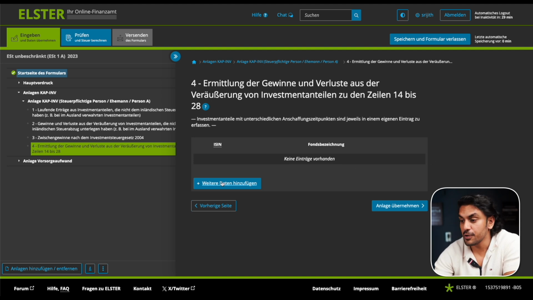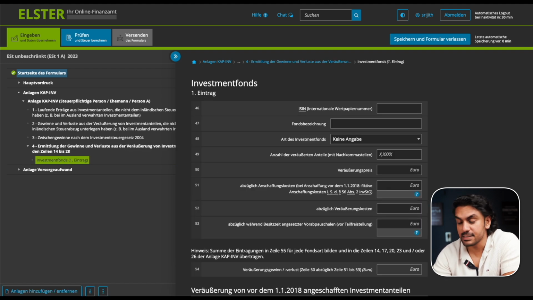As a first step, you have to provide details of the fund, such as its ISIN number or identification number, the fund designation and the fund type, such as equity, mixed, real estate or others. So in line 47, enter the number of shares sold. And in line 48, enter the Verkaufspreis, or the price at which the sale was done. This is the gross amount before any deductions for costs, taxes or other expenses related to the sale.